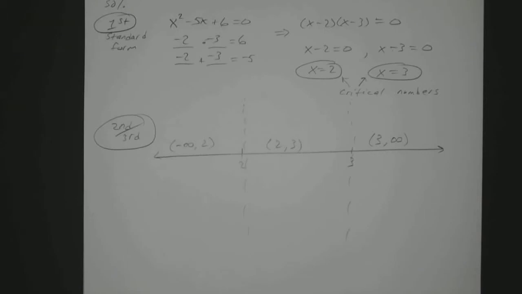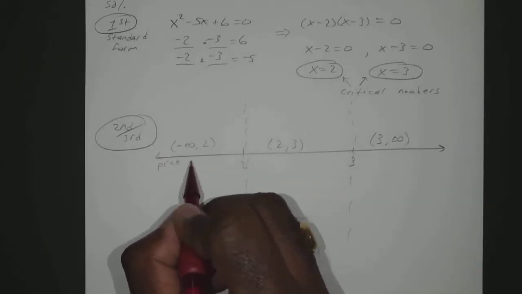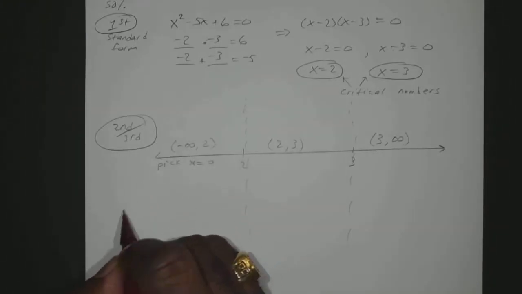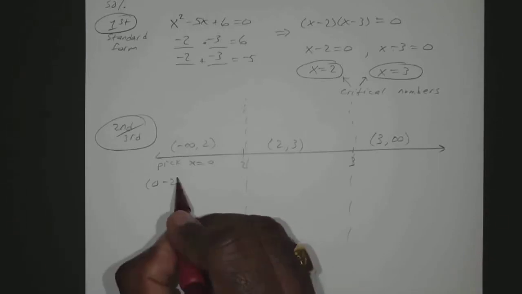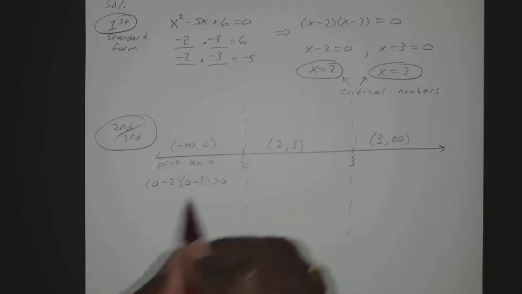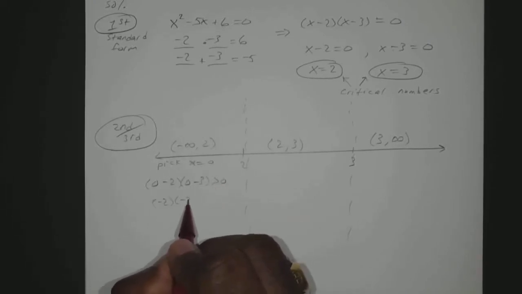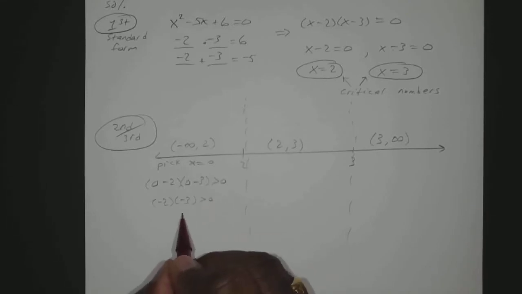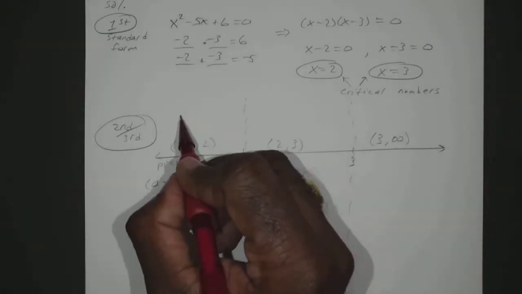Here we go. Okay, so here we'll pick x equals 0 because it's easy and it's random. So you have 0 minus 2 times 0 minus 3 is greater than 0, which means negative 2 times negative 3 is greater than 0, which gives us 6 is greater than 0, which is true. Okay, so we know this is part of our solution.